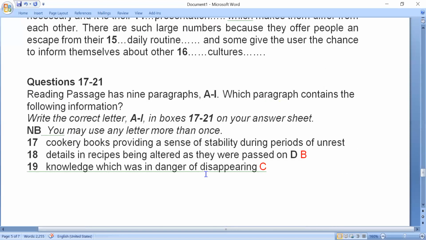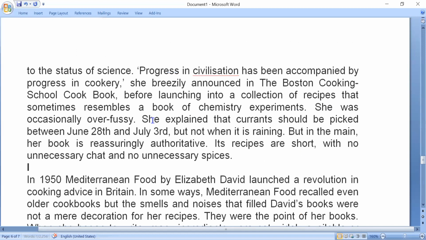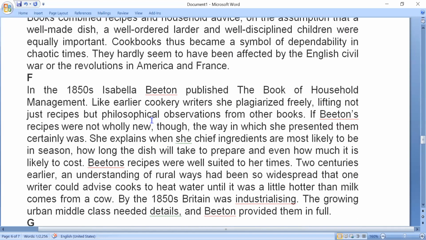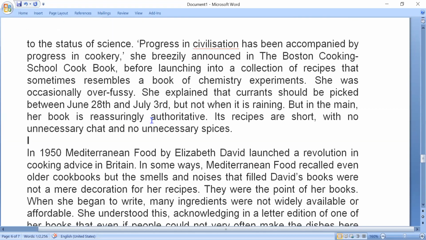I think this one is for stability during periods of 17. E. E would be the answer here. I think so. Yes.